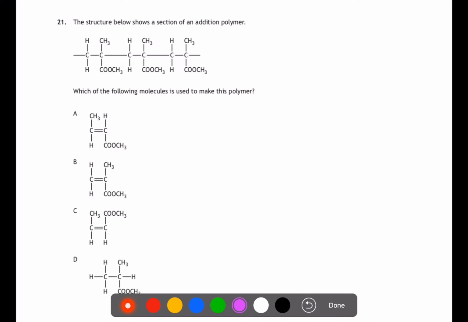Question 21. The structure below shows a section of addition polymer. Which of the following molecules is used to make this polymer? So addition polymers are always made using unsaturated monomers. So we can score out D as an answer. If we were to chop up this polymer into the monomers, we would cut at these points here and reform the double bonds here, here and here. So both the methyl group and the ester group are found on the same carbon, giving us our answer of B.